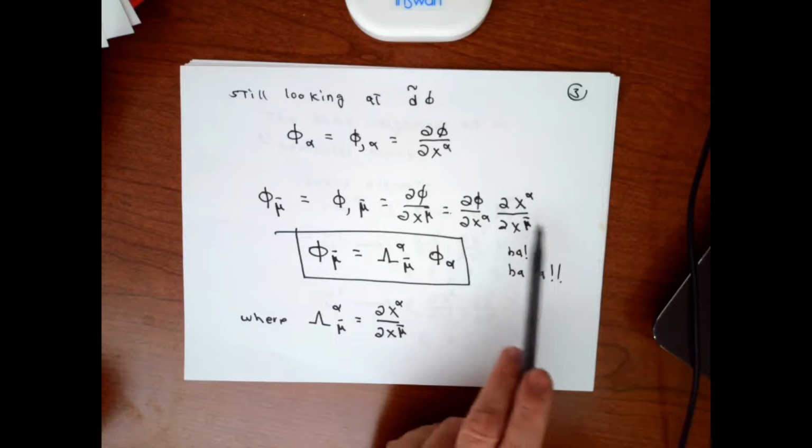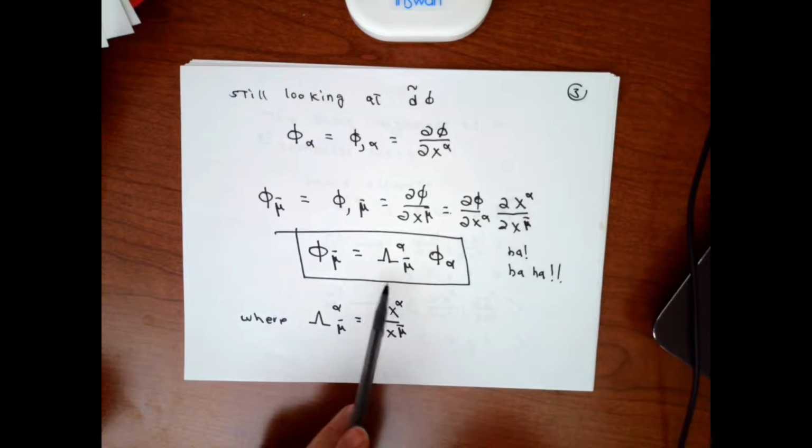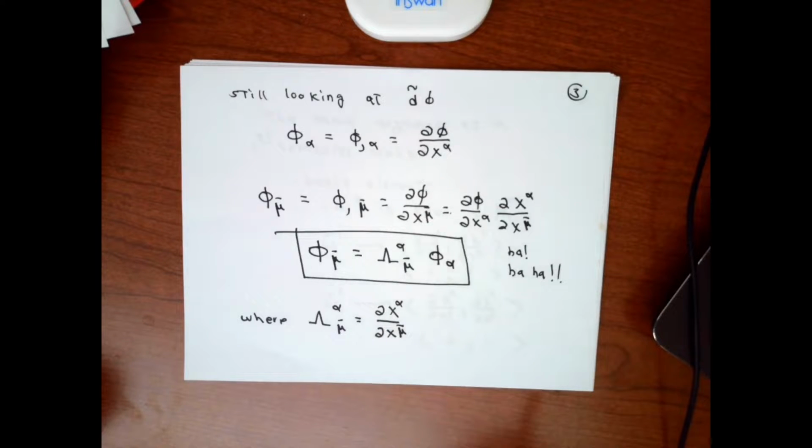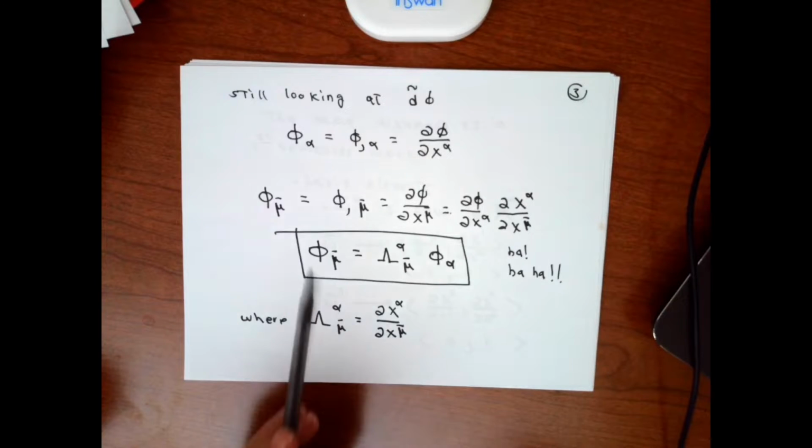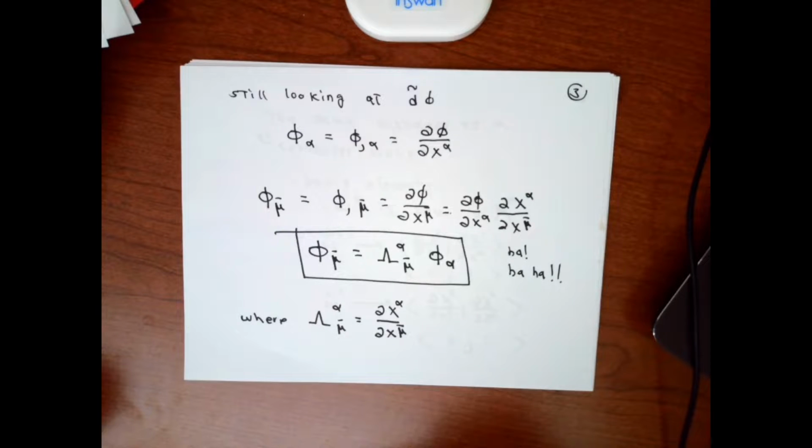But this second quantity is what we've been calling lambda alpha mu bar in the case where we don't necessarily have flat coordinates. The observant will see this is the same transformation law that components of one forms obeyed back in the first semester.